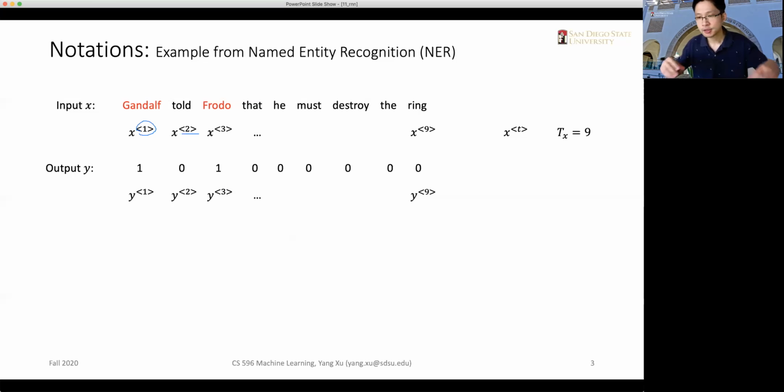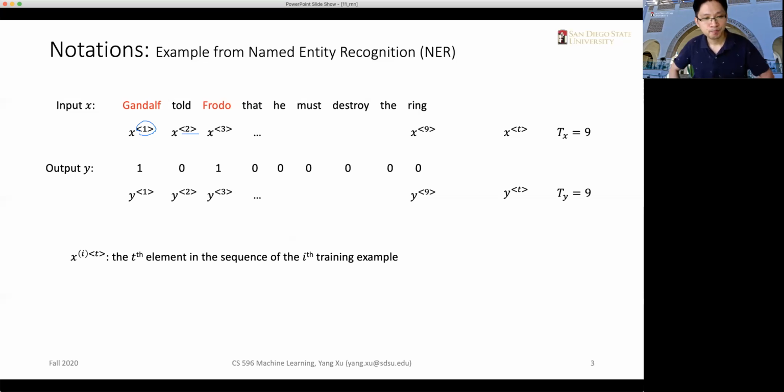And also for the output, because this is a named entity recognition task, the output also needs to be a sequence, because we want to tag each word in the input sequence. So the output can be denoted by Y superscript <t>, okay? And the length of X and the length of Y are equal.